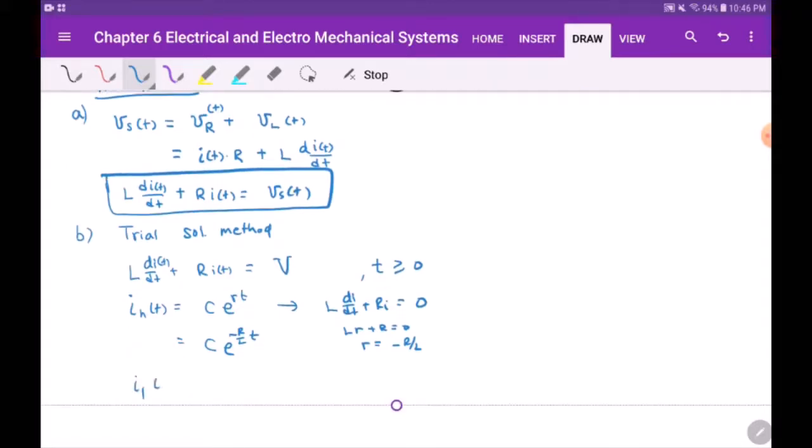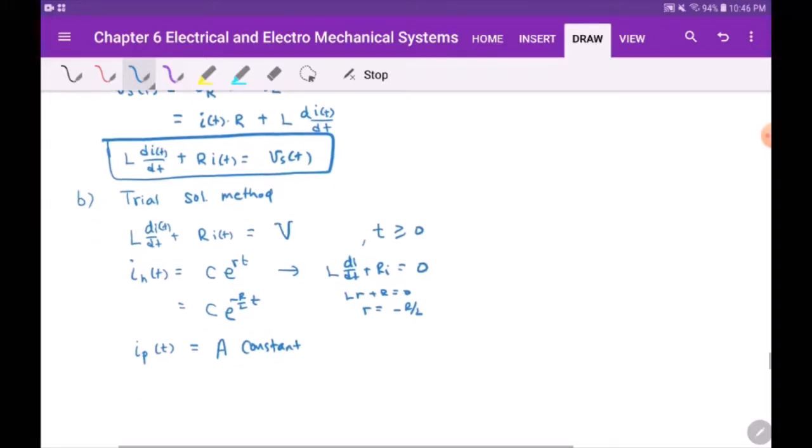For the particular solution, you'll assume a constant A. Why? Because your input V is constant. Plug it into the original equation. You have L times 0, because the derivative of a constant is 0, plus R times A is equal to V. So you'll find that A must be equal to V over R.